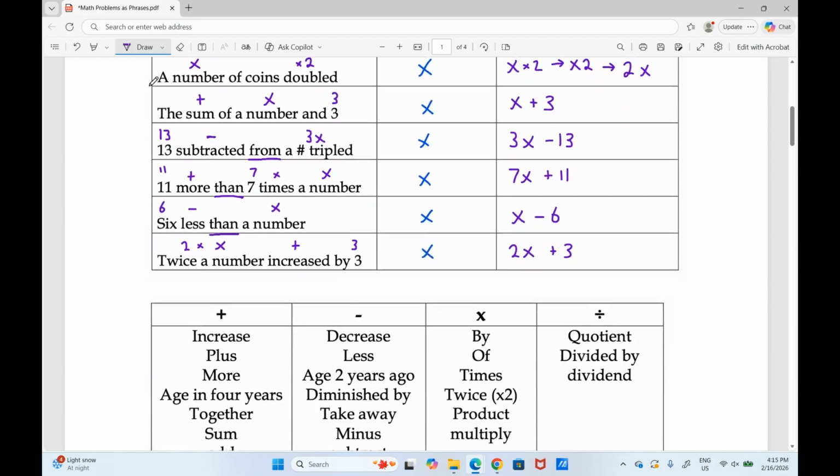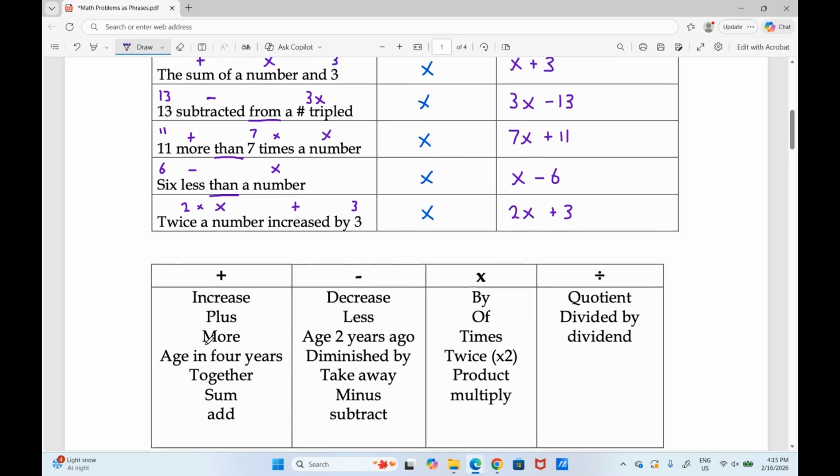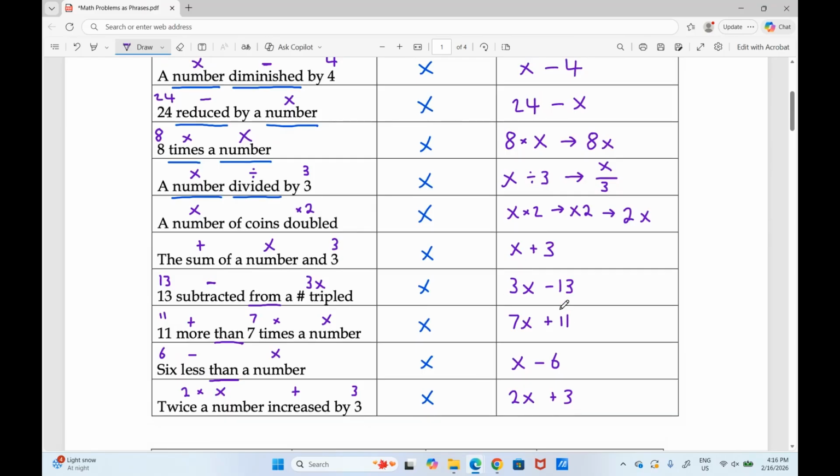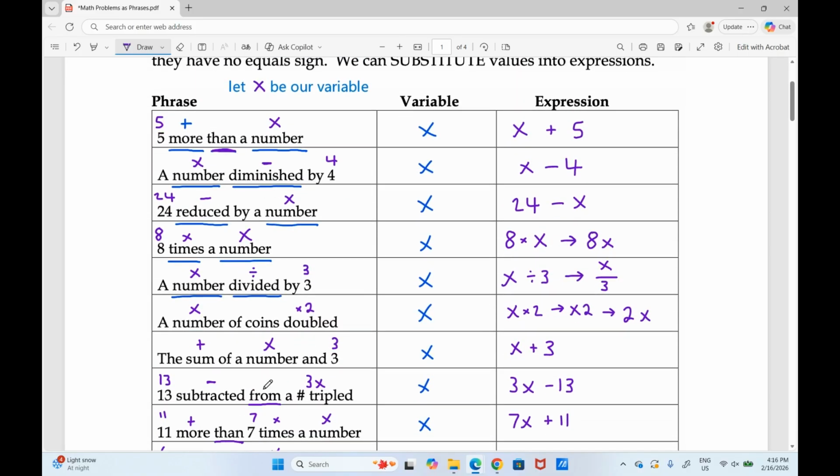And again, I would review these phrases for adding, subtracting, multiplying, and dividing so that you get familiar with these math phrases so you can turn them into expressions. And again, the 2 words to look out for are the words then and from, because any entity that comes after the word then or from comes first in our expression. And hopefully this gives you a good idea of how to convert math phrases to expressions.